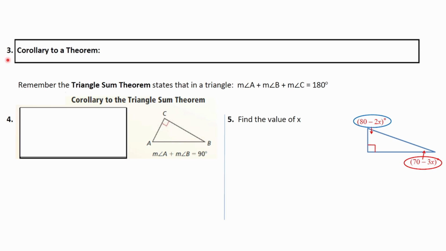Okay, moving on. We have this new idea known as a corollary to a theorem. If you remember, a theorem is something that we can prove to be true. A corollary is something that has to be true based on a theorem that we've already proven. So it's something that just follows in line with whatever we can already prove.